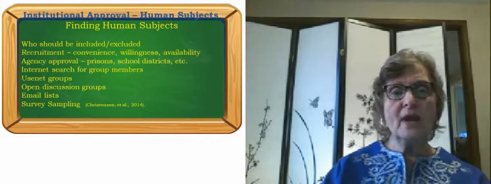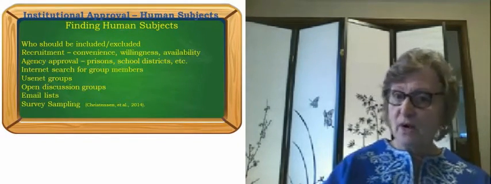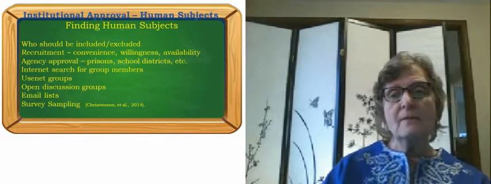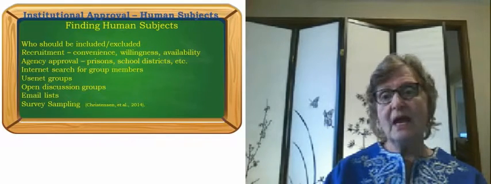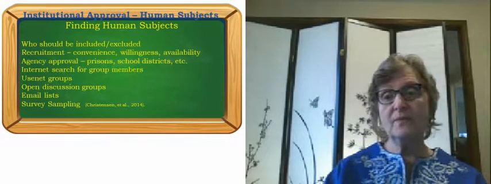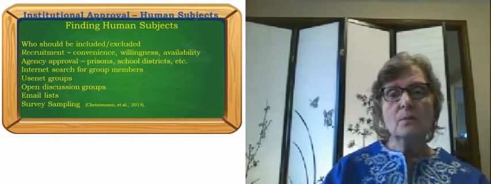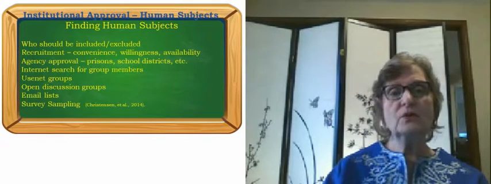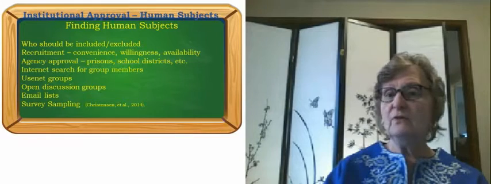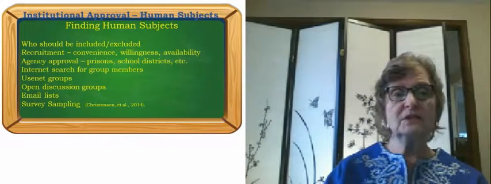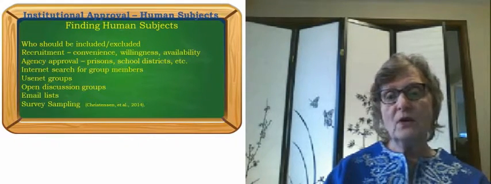So there are a number of ways to find human subjects for our research. Of course, the first thing we have to do, the researcher has to decide who will be included and excluded from the study. Generally, because of cost, we're looking at convenience, willingness, and availability for recruitment of subjects. Sometimes we go through agencies.